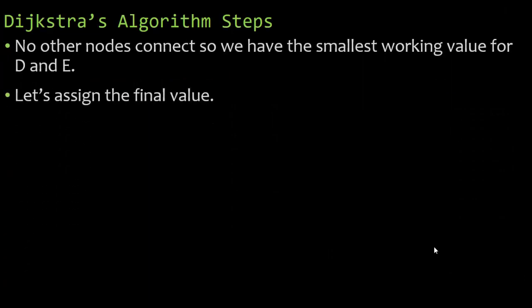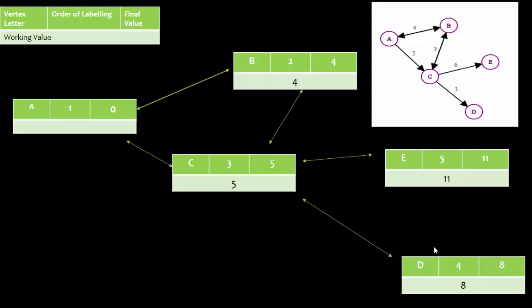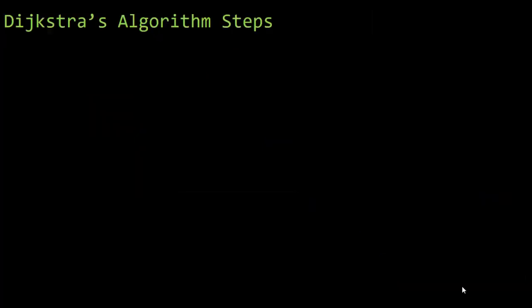Let's go ahead and assign the final values. We had the temporary working value of 11, and we had the temporary working value of 8. So we have 11 and we have 8. It is that easy. And now we are almost done with Dijkstra's algorithm.